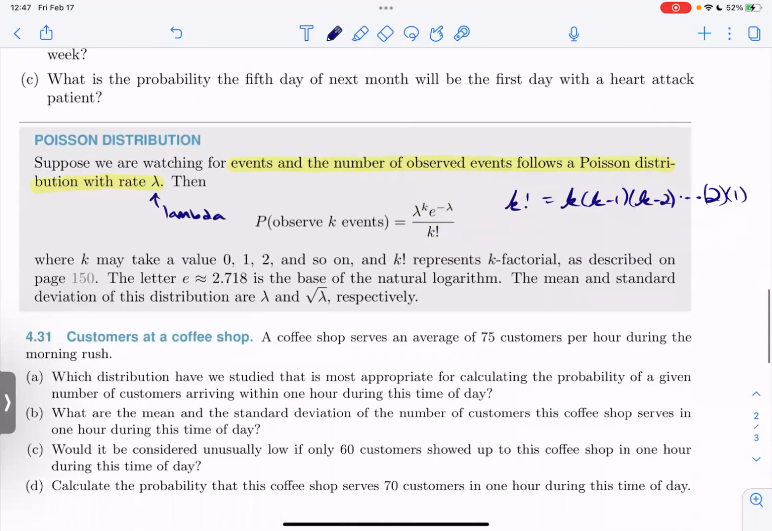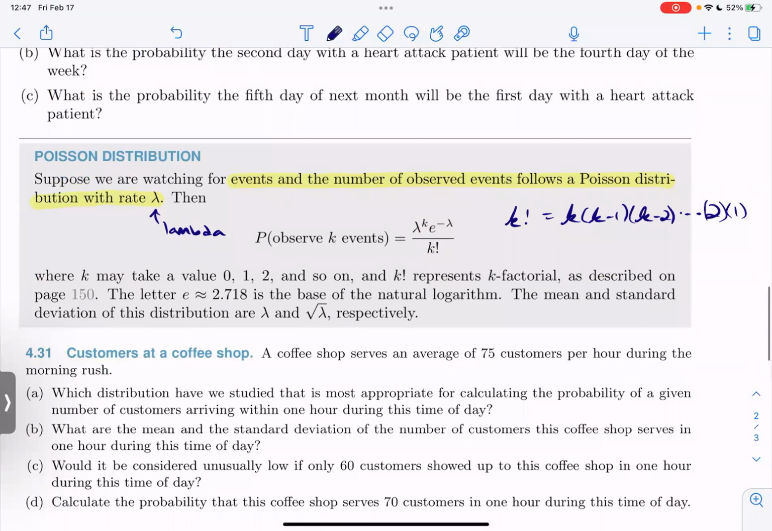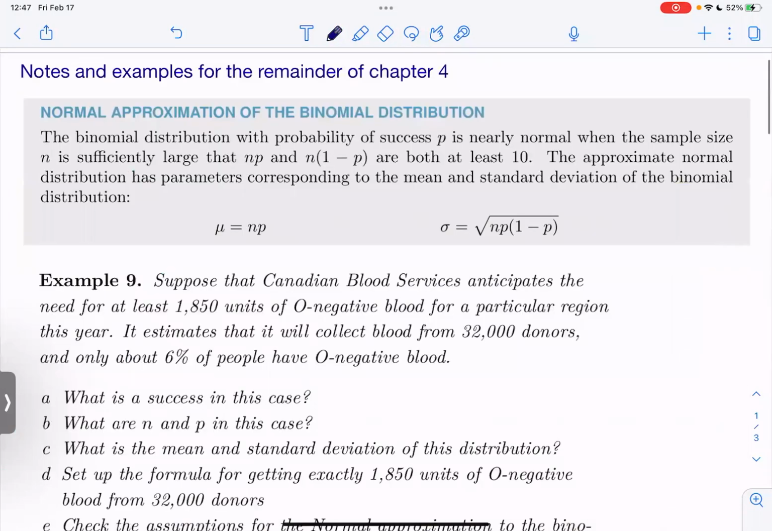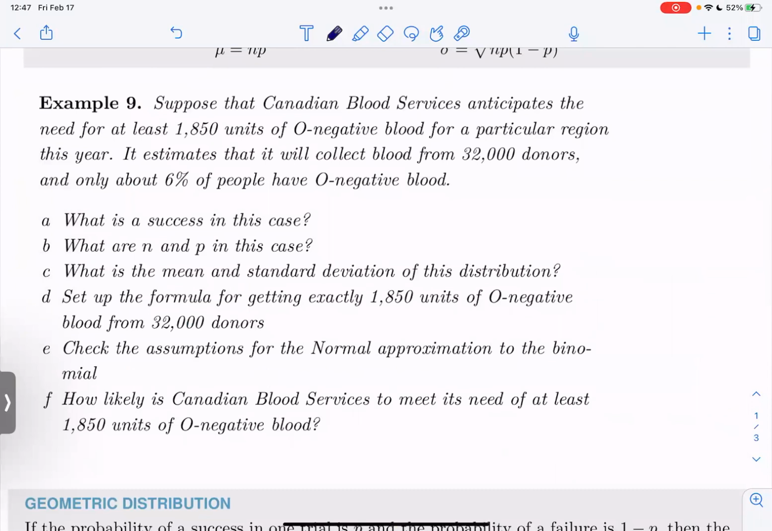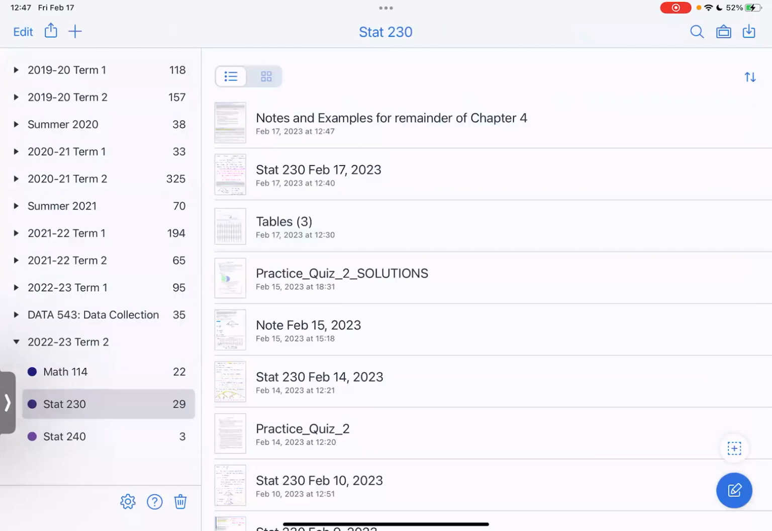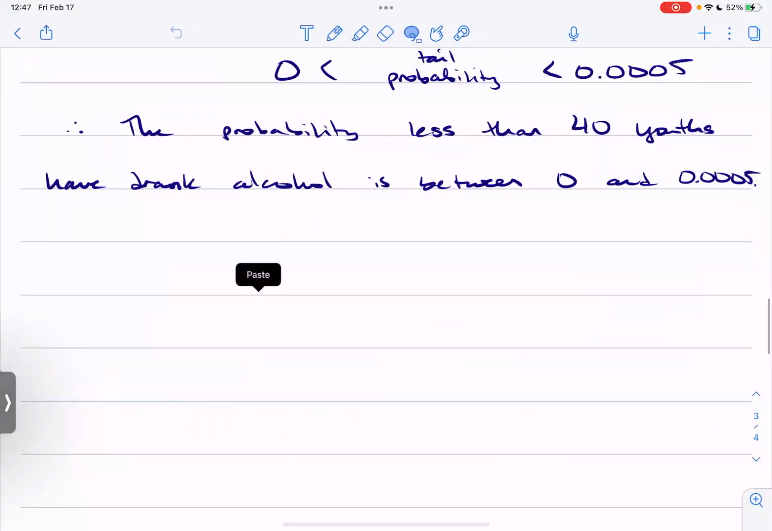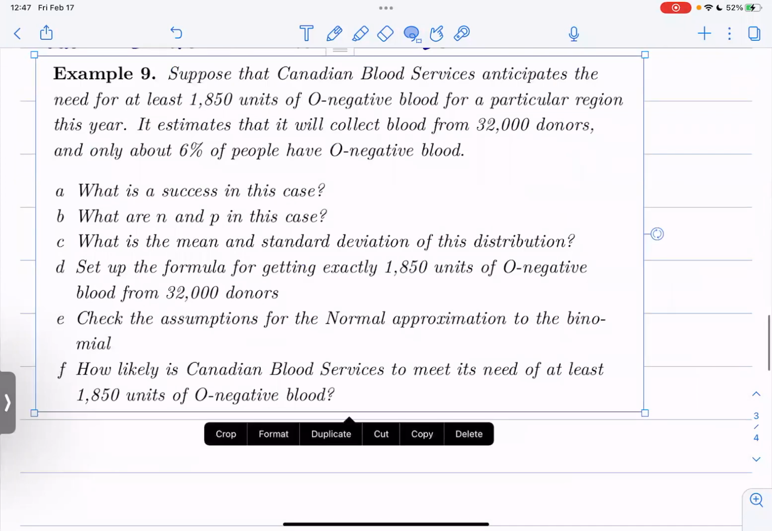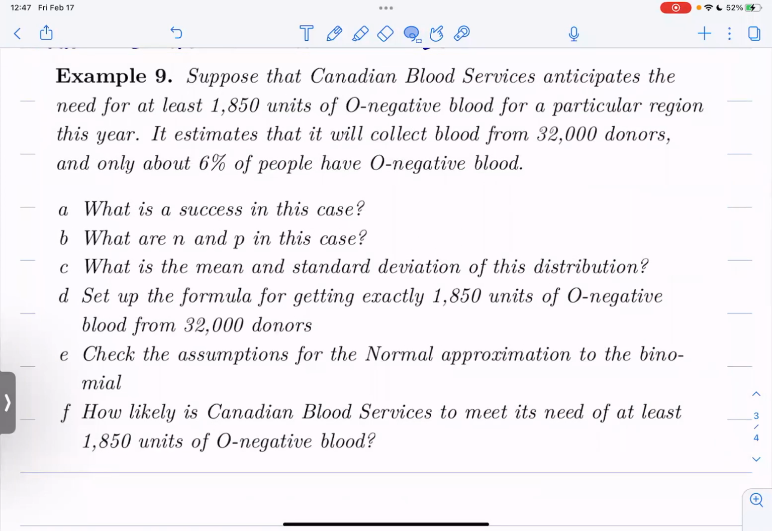Okay. And like I said, I'll post the solutions to these questions, but let's just, time flies when you're having fun. All right. Let's just talk about this one with my last couple of minutes here.